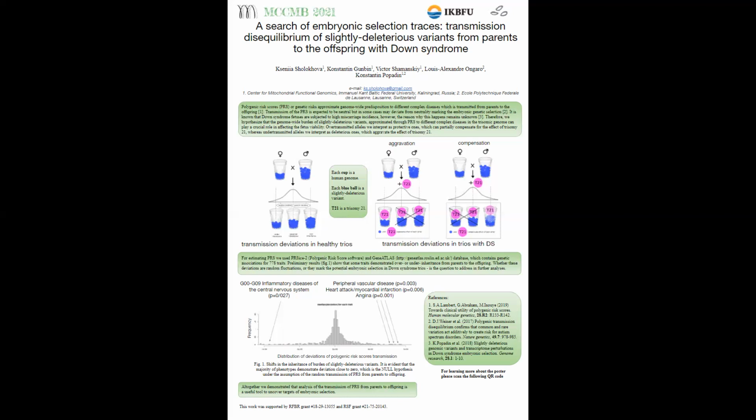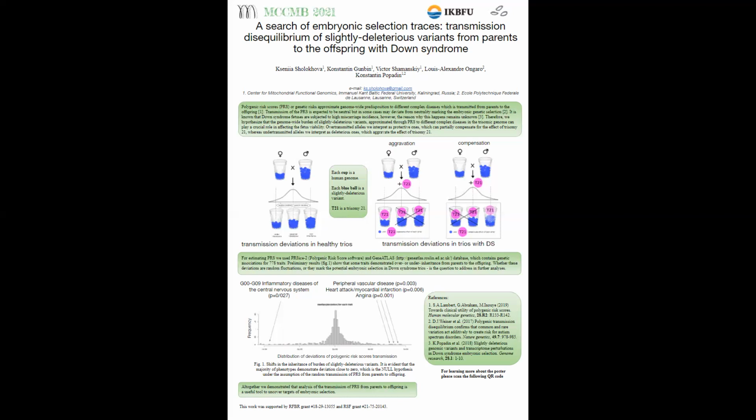This comparison, or contrast, between mid-parent score and offspring score will reveal if genetic predisposition to a given phenotype is randomly transmitted to a child or not, and any significant deviation of the contrast from zero will point out non-random transmission of the variants from parents to offspring and mark potential targets of embryonic selection. So this is what we did.